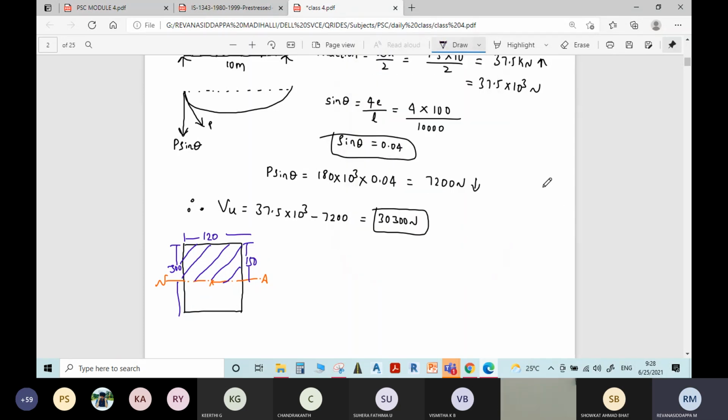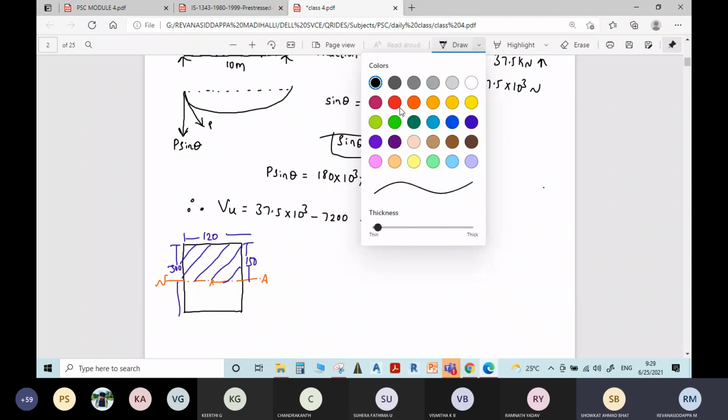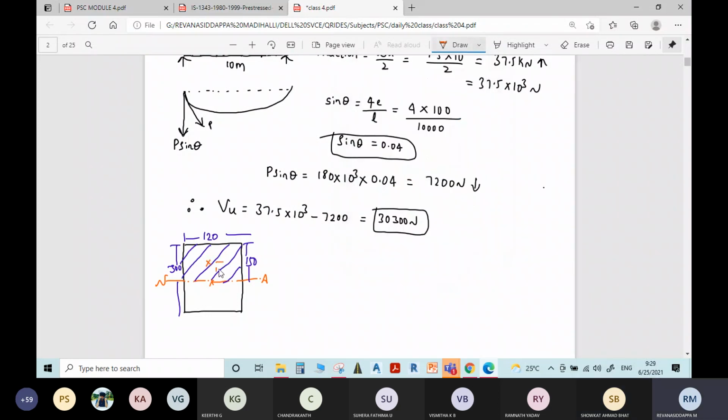Now you can calculate A y bar. We are taking the moment of the area above the neutral axis about the neutral axis. Area into perpendicular distance: area will be 120 into 150, and distance y bar will be 150 divided by 2, or 75. Therefore, A y bar is equal to 120 into 150 into 150 divided by 2. How much will you get?